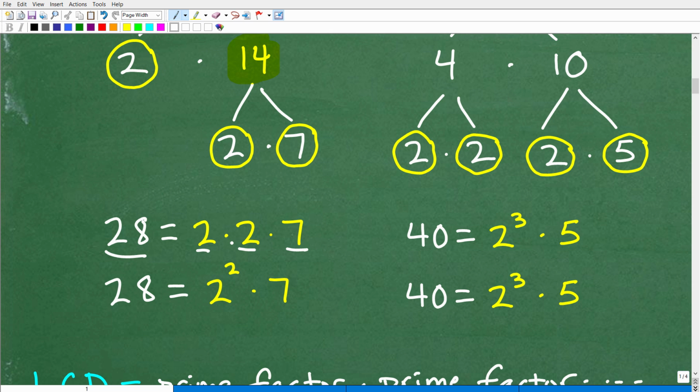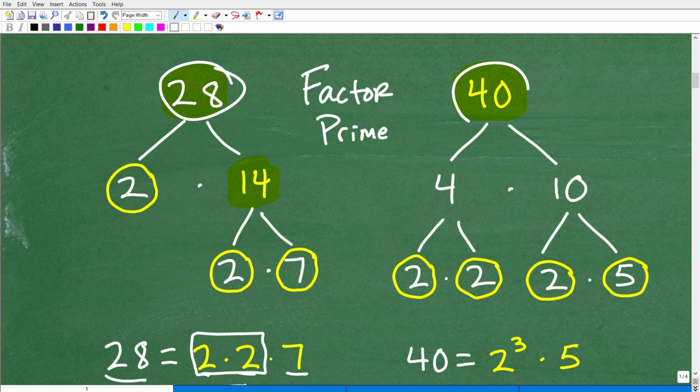Now, one of the things you want to do is, if I have 2 times 2 or any other repeating factors like this, write them as a power, and you're going to see why in a second. So 2 times 2 is the same thing as 2 squared. So 28 we want to express as 2 squared times 7. All right, so that's our first step. Now let's go over here and prime factor 40. 40 is the same thing as 4 times 10. Again, you can have 2 times 20. You'll get to the same result.